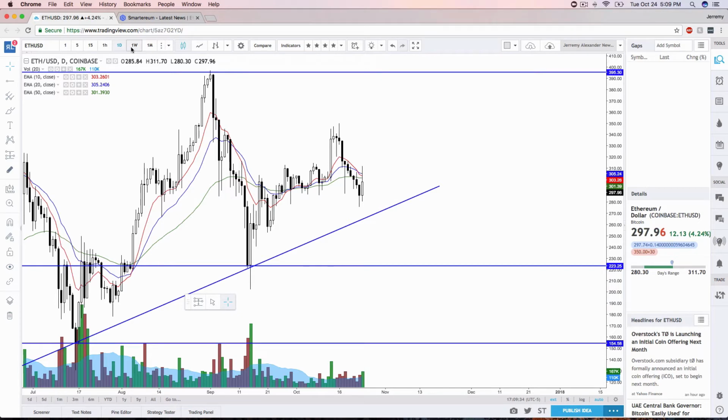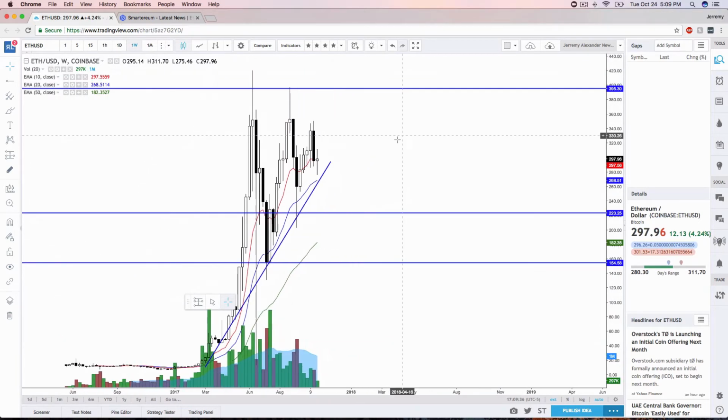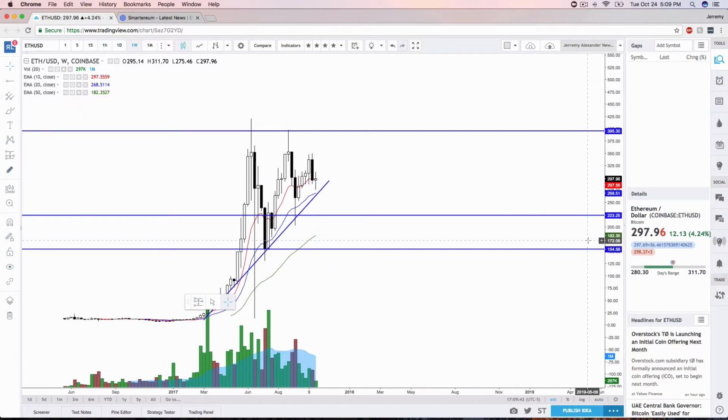And here's kind of the weekly perspective of the moving averages. You got that 20 there at 268. So really on Ethereum, I think we're going to continue to hang out at this price for a while. Long-term, bigger perspective, we'll just keep chopping around.